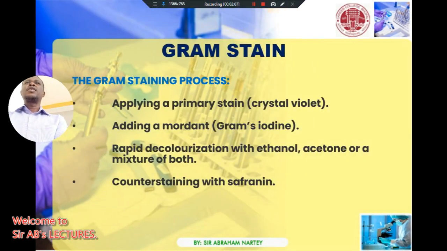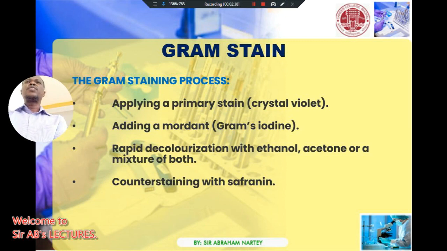When we talk of gram staining, we are looking at the processes, and we have already learned that gram staining involves our ability to identify two types of bacteria: gram-positive bacteria and gram-negative bacteria. So you need some processes so that if gram-positive bacteria are present, you'll be able to find them, or if gram-negative bacteria are present, you'll also be able to identify them.